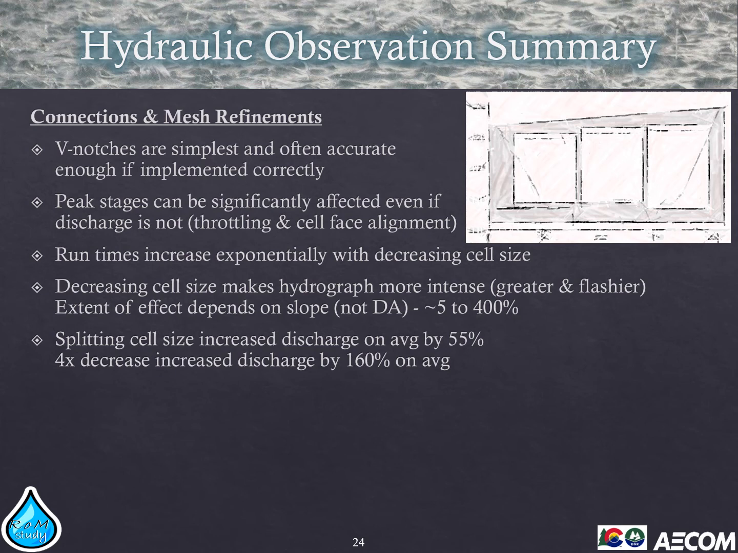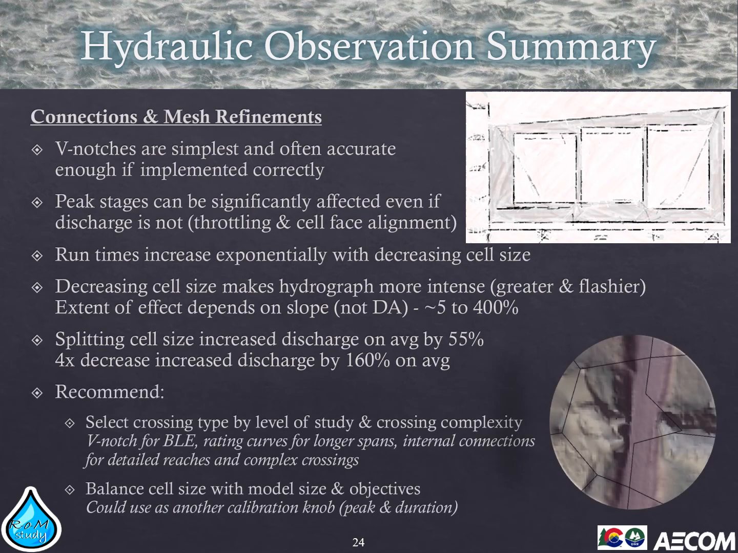We also saw that splitting the cell size, so cutting them in half, will increase discharges in our study area on average by 55%, and making them quarters, or reducing by 4 times, increases discharges by 160% on average. So this is definitely a significant effect.